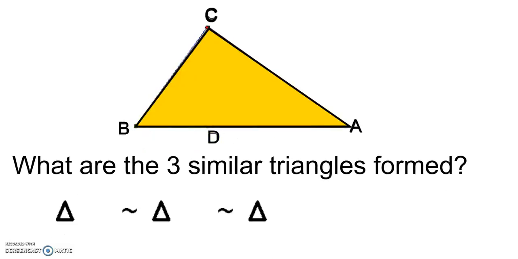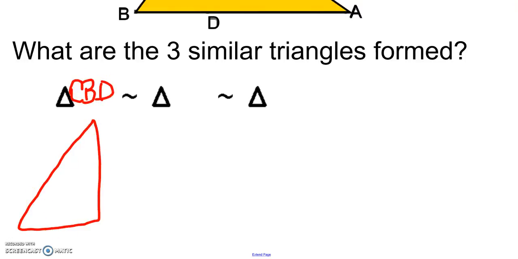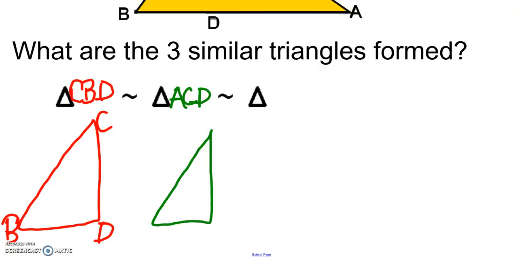So we can take a closer look at these right here, and we'll draw them all so they are all facing the same direction. Okay, so first we have triangle CBD, and then we have triangle ACD, and these are both similar to triangle ABC, the big triangle.